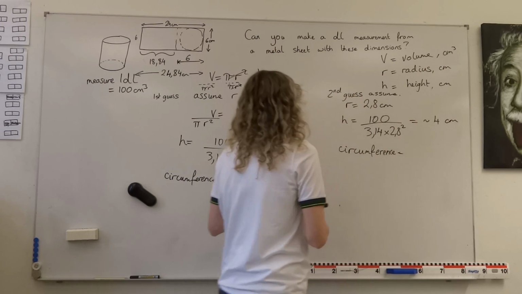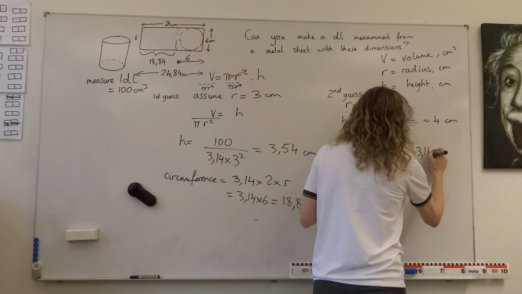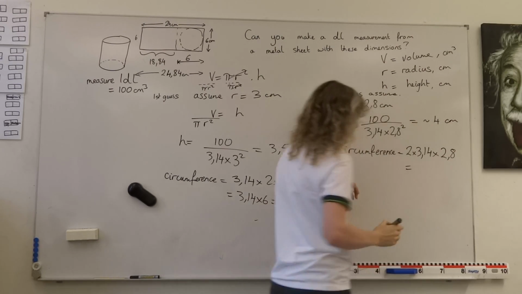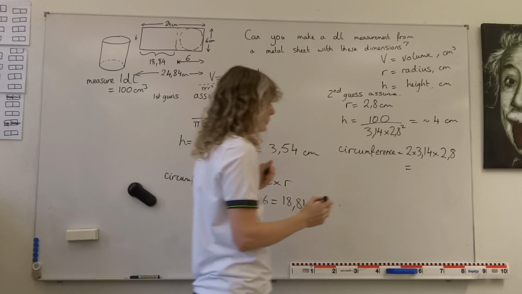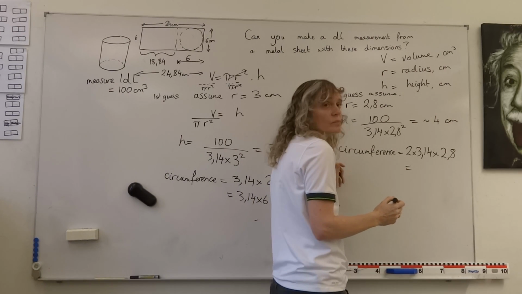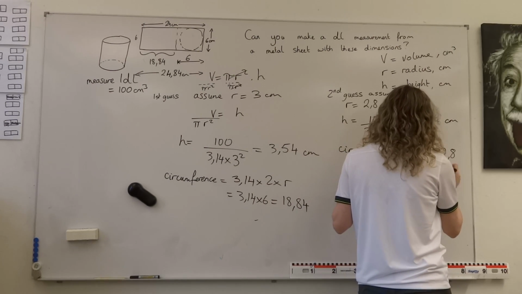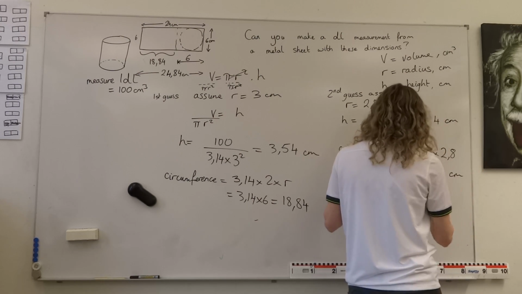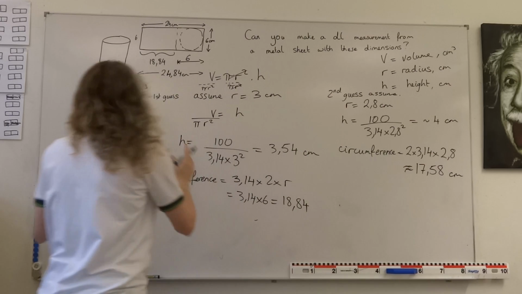If we have a height of 4 centimeters and we get a radius, we work out the circumference. The circumference ends up being 2 pi r, 2 times 3.14 times 2.8, which equals 17.58 centimeters. Okay, so now we've got about 17.6 centimeters.